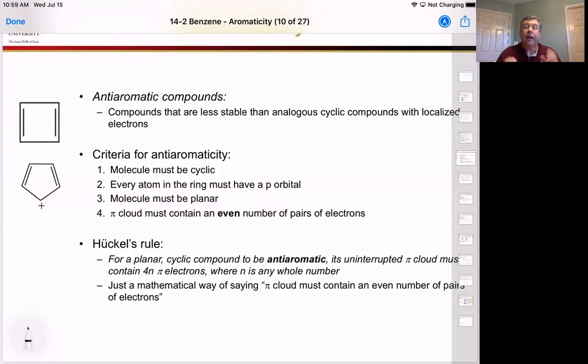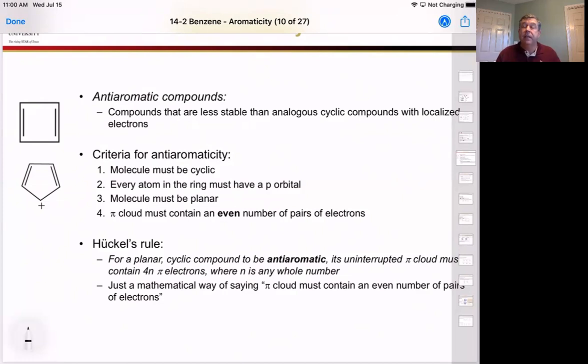Now that we have what aromaticity is, we also have a compound that's called anti-aromatic. Anti-aromatic means that they are similar in structure in every way except for the number of electrons. Because of this, they are not as stable as their aromatic analogs, or their aromatic similar structures, because they break one rule.